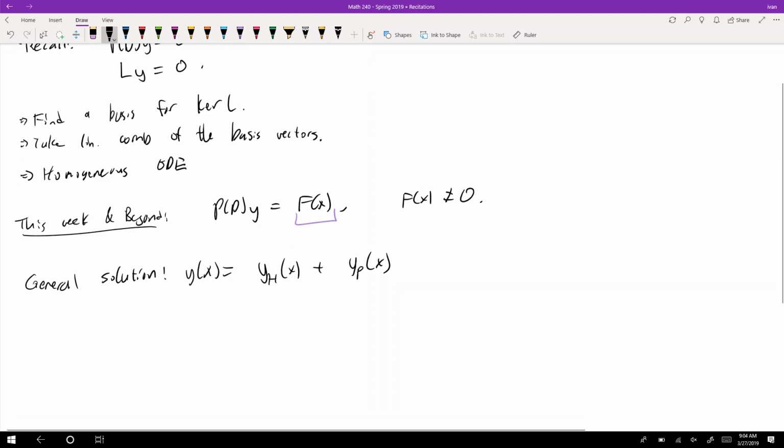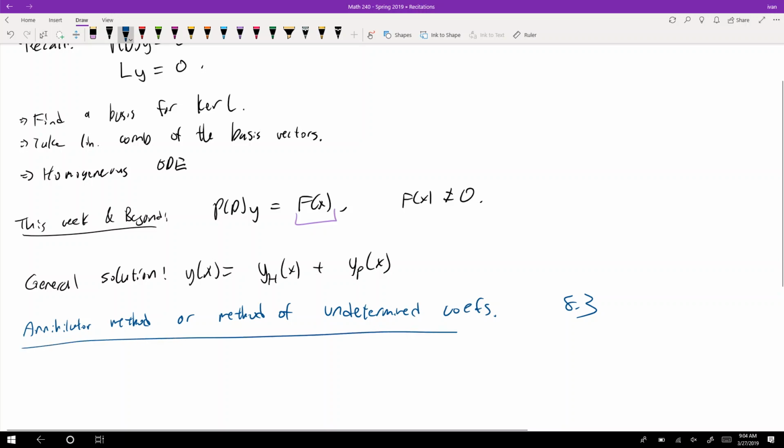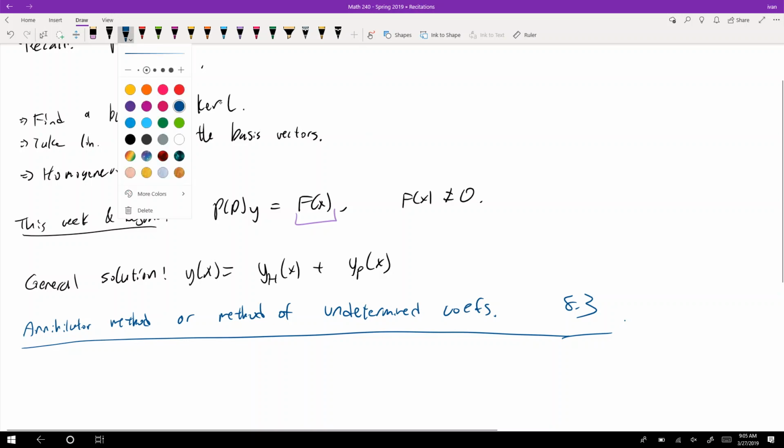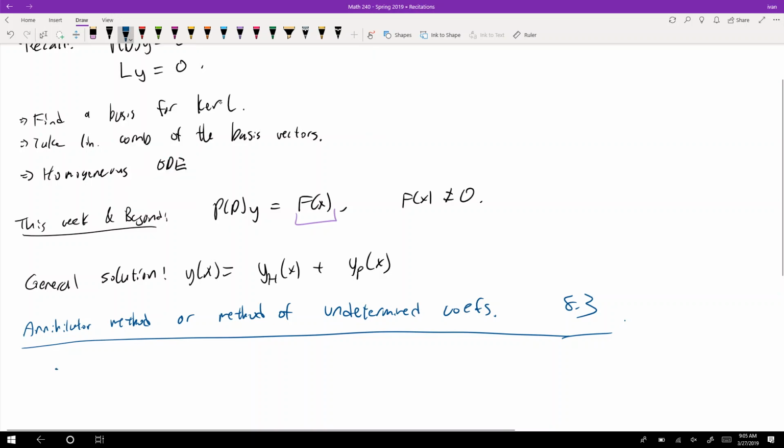All right, so the method that we're going to be using today is called the Annihilator Method, or the method of undetermined coefficients. Okay, and this is section 8.3 of your textbook. So what is an annihilator? You can think of an annihilator as the following: the annihilator essentially is like the reverse kernel.